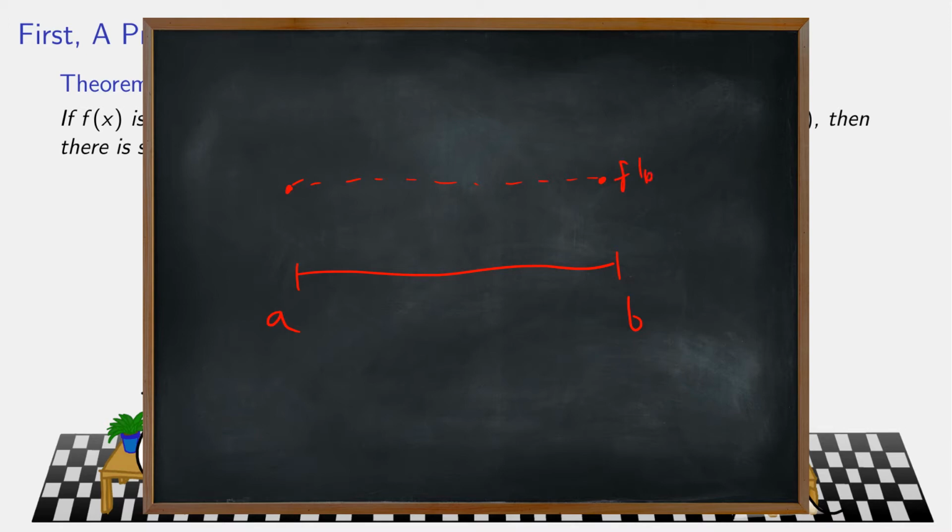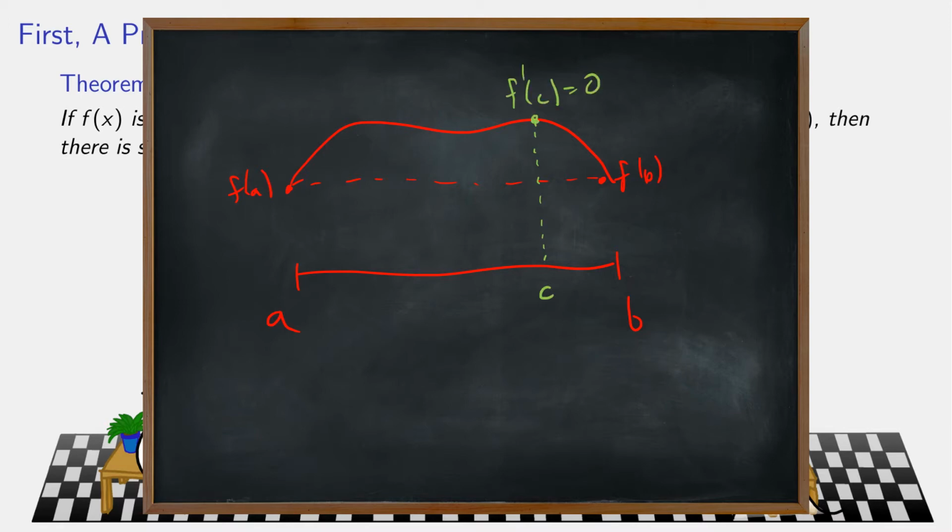So if I label this as f of b and I label this as f of a, those are at the same height. Now I'm going to connect them with a nice continuous differentiable curve, maybe something like this. The conclusion of the theorem is that there's at least one point, possibly two or more, but at least one point, and I'll label it as c, where the derivative is 0.